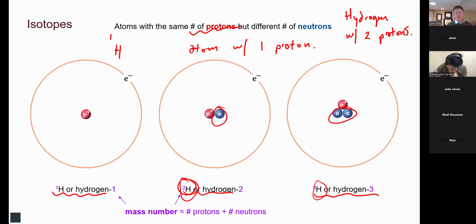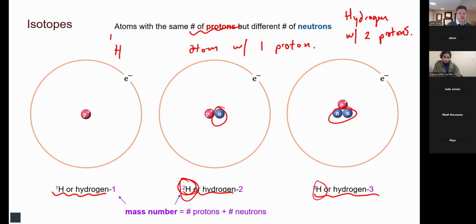Now, the number of protons and neutrons, when you combine those, you get what's known as the mass number. Protons plus neutrons is your mass number. Now, those numbers do not have to be the same. If we look at this right here, this shows us what are known as isotopes. Isotopes are the same element with different masses.